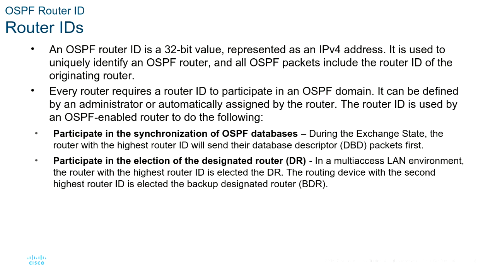The router ID is a 32-bit value. And even if you're going to go to CCNP and do OSPF version 2 or OSPF version 3 for IP version 6, it still needs a 32-bit router ID value. So this uniquely identifies each router. The router ID is used to identify the different routers and figure out which one is going to become the master router or the designated router.